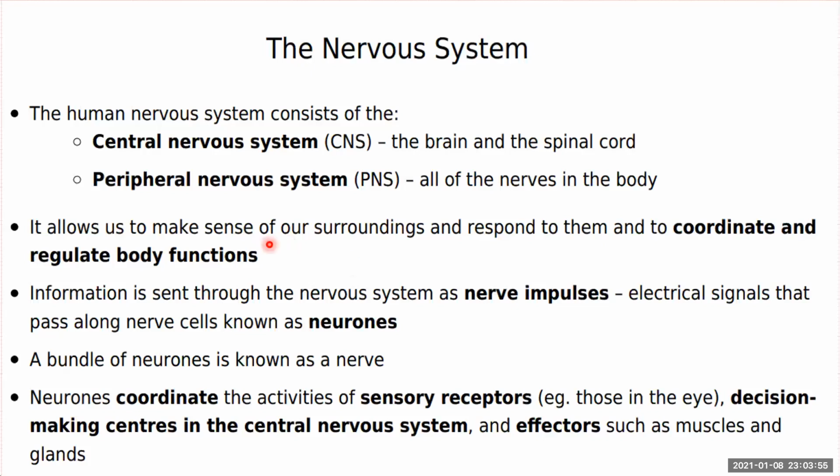The nervous system allows us to make sense of our surroundings and then respond to them, and to coordinate and regulate body functions. This information is sent through the nervous system as nerve impulses, as we were discussing a while back, electrical signals that pass along nerve cells known as neurons. A bundle of neurons is known as a nerve, and these neurons coordinate the activities of sensory receptors, for example those in the eye, then the decision-making centers in the central nervous system, and then the effectors, which can be muscles or glands. This is how the nervous system works.